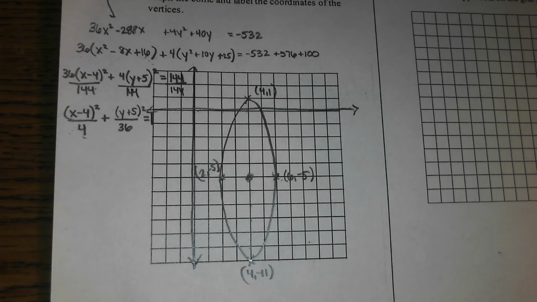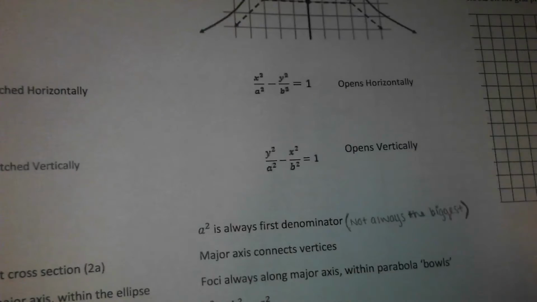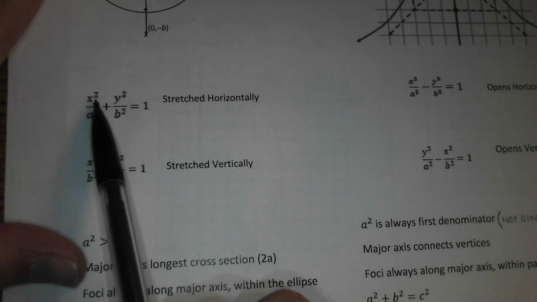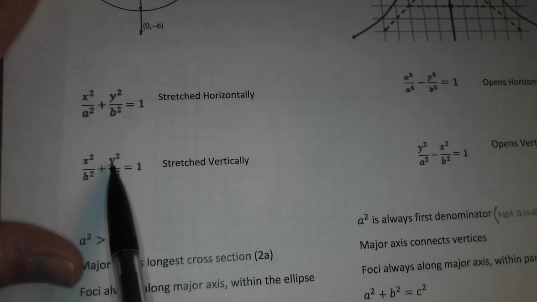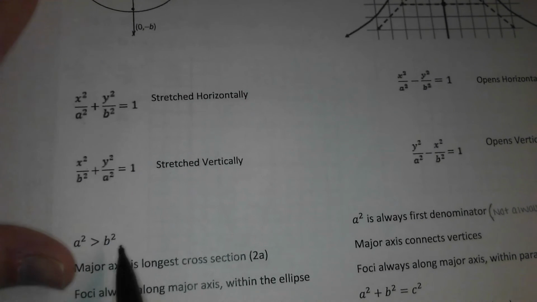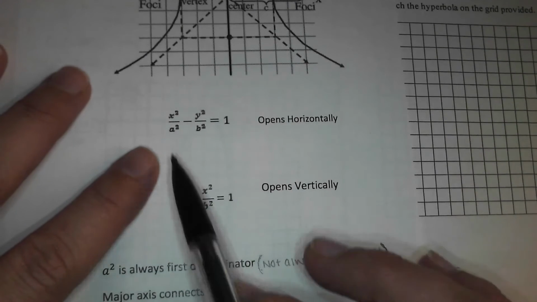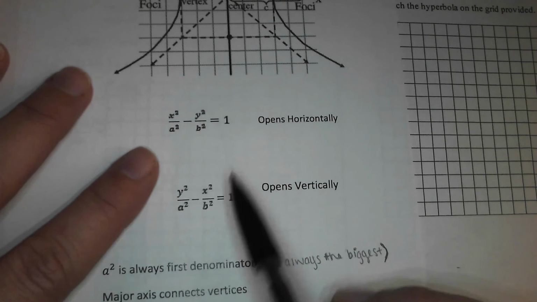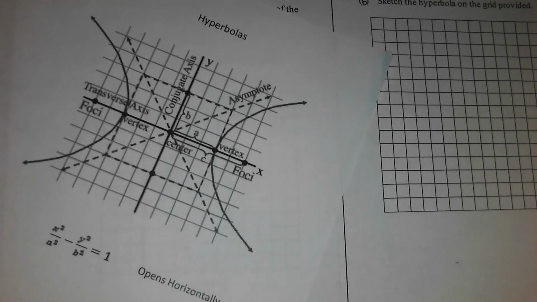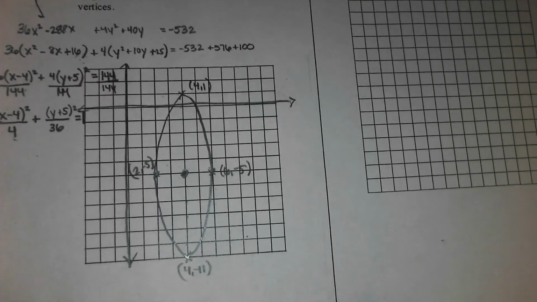6. In an ellipse, A is always the bigger number. In a hyperbola, A always comes from the first number. Do you see the difference? So look at my 2. A always is the bigger one. If it's stretched horizontally, A is under your X. If it's stretched vertically, A is under your Y. A is always the bigger one in an ellipse. In a hyperbola, A just always comes first, regardless of whether the hyperbola opens up or down. Okay, and that's a difference that got confusing.